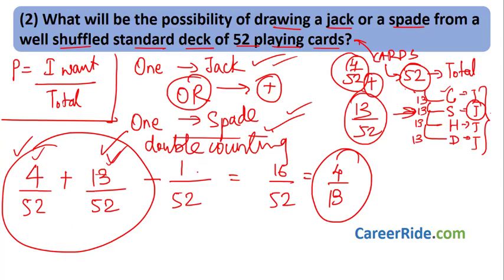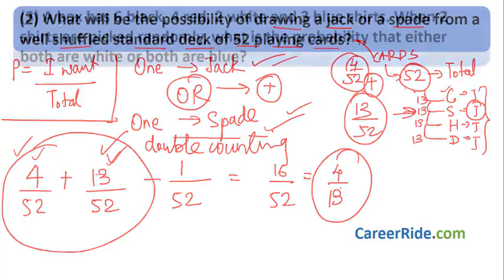So what is the probability of choosing a jack of spade? There is only one jack of spade. So we will write 1 divided by 52. That is, what I want divided by total. So we will get 4 by 13. We will see more such sums, so you will become more comfortable with this double counting concept. Okay. Moving to the next question.